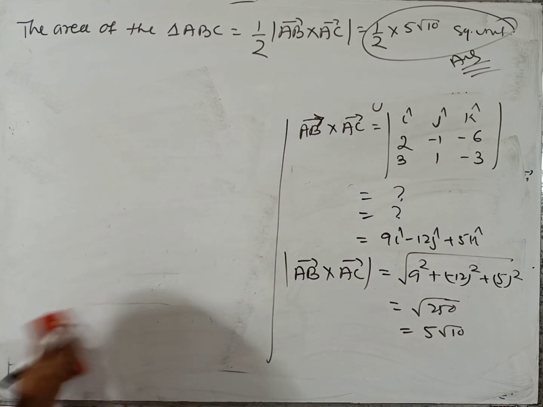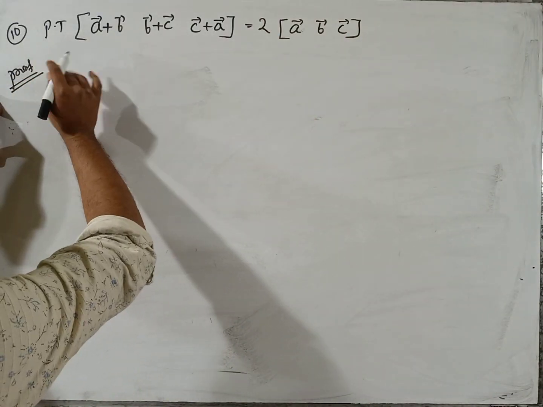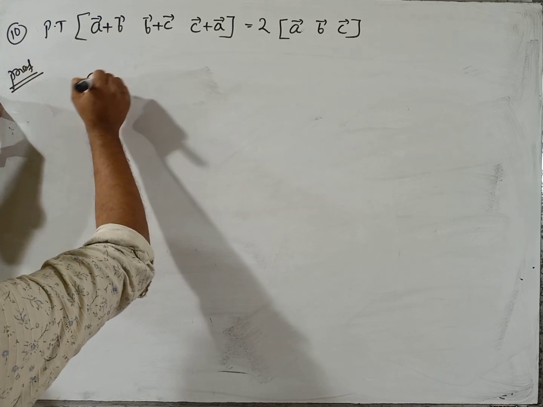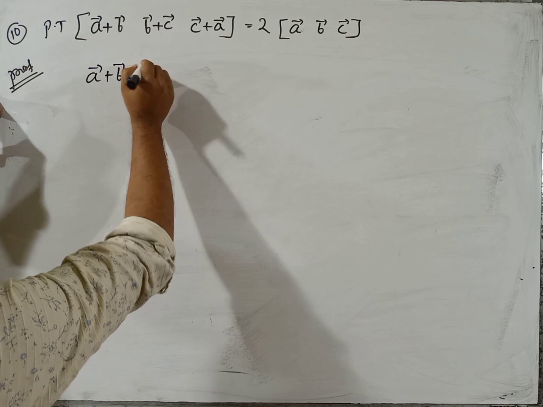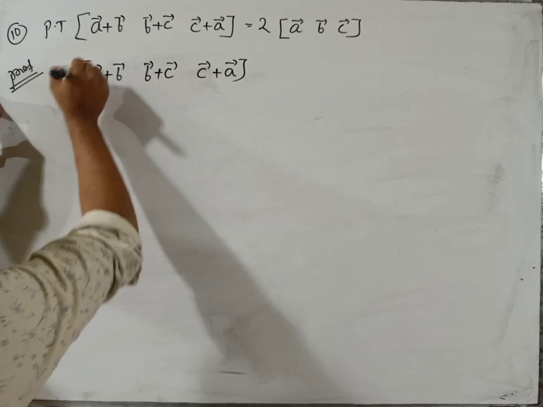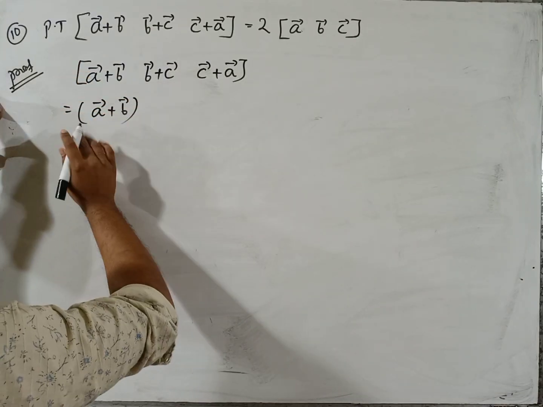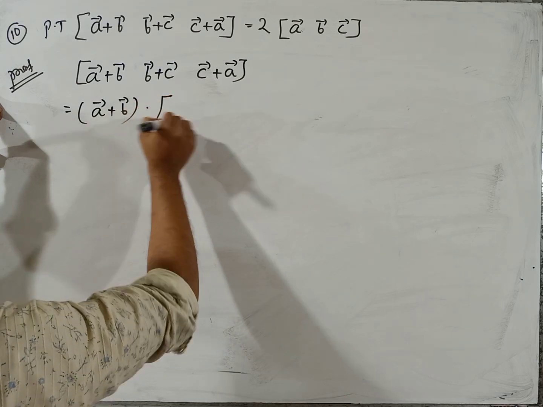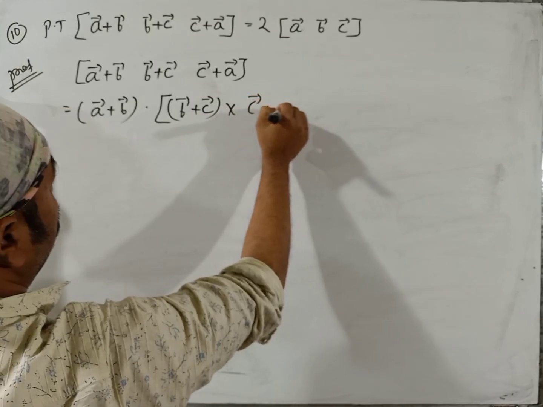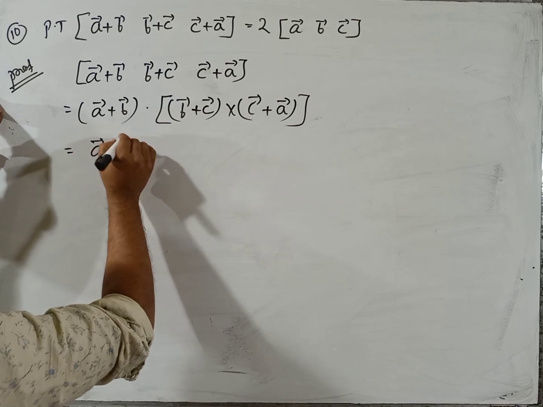Then moving to the next question. So here it is the next question. Okay, from the left hand side we have to prove it. Then by applying the appropriate formula here, we have A vector plus B vector dot product with the cross product of B vector plus C vector.